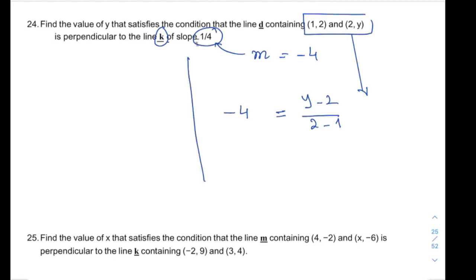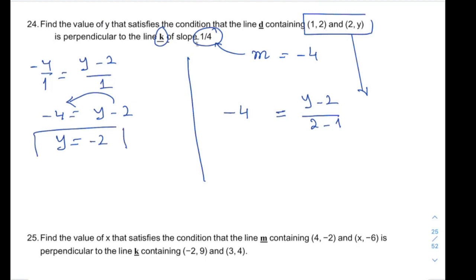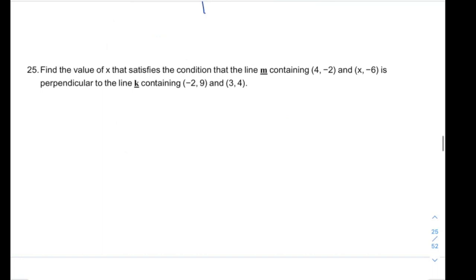Now let's arrange it. So -4 over 1 is equal to y minus 2 over 1. y1 is 2 over 1, so minus 2. So -4 is equal to y minus 2. So y is 2 minus 4, which is -2. This is the y. If it is parallel, you will use the same slope, which is 1 over 4, of course. Remember that. Find the value of x that satisfies the condition that line M containing these points.